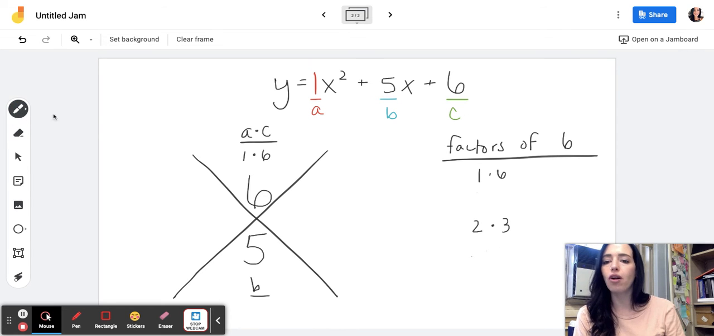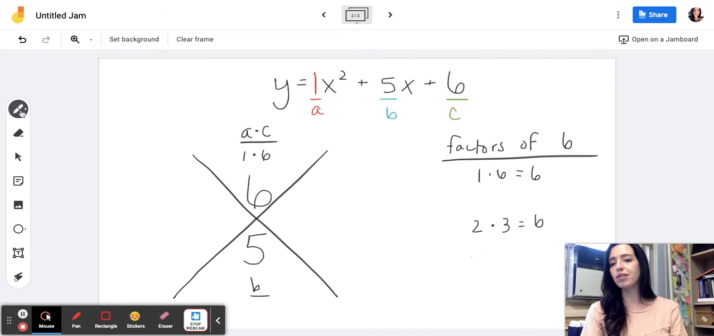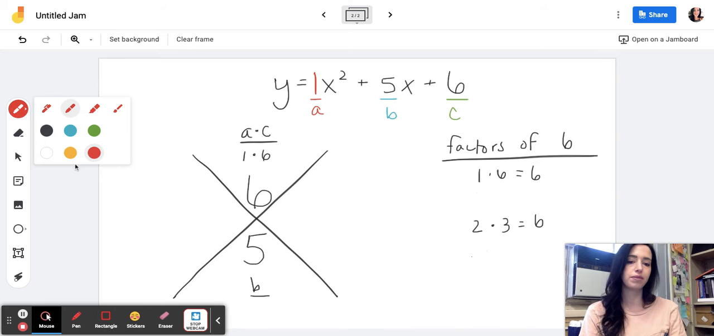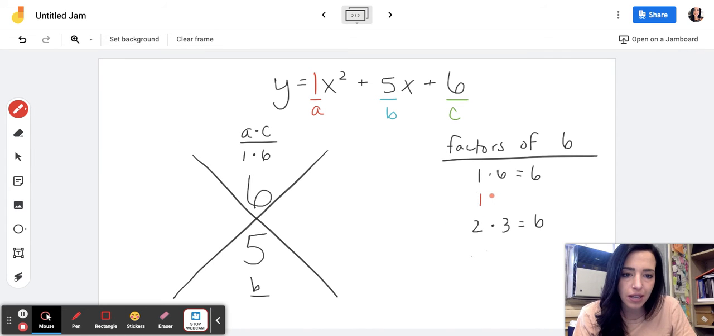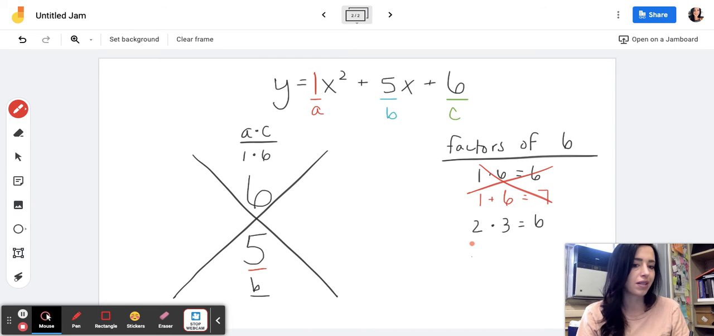So I know that all of those are going to multiply to give me 6, right? Which is half of the battle. However, now I also need to check addition. So are these factors going to now add to give me the bottom number? So that's what we need to figure out. All right, well, let's see. 1 plus 6 equals 7, not 5, right? Remember, we want it to equal 5. So that set of factors is not going to work.